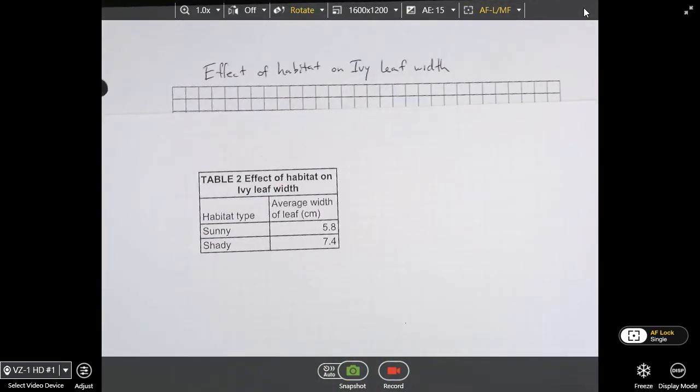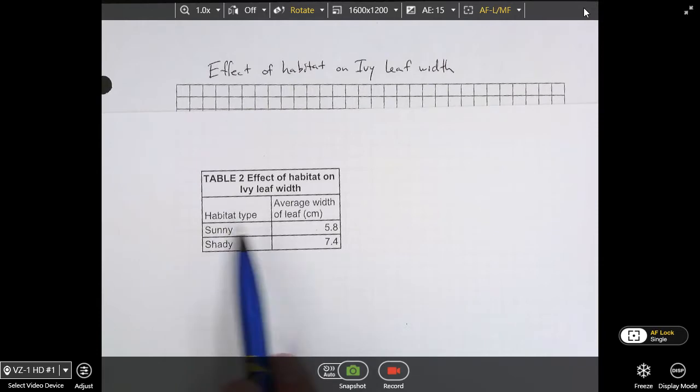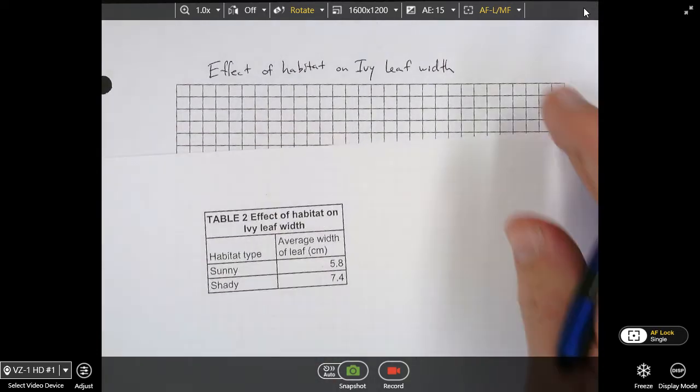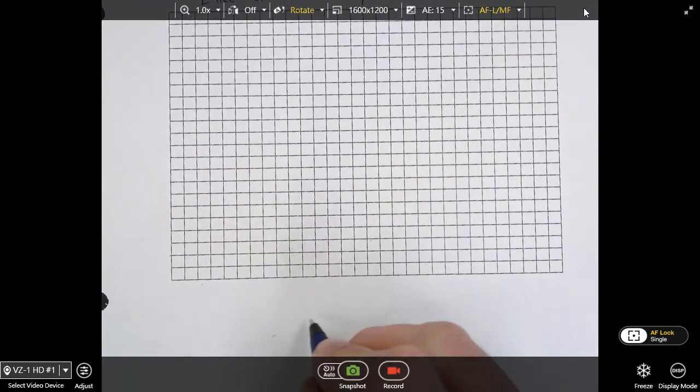The next thing I want to do is put the X and Y axis labels on. Again, this is our X, and the side is our Y. I'm going to take habitat type and put it down here on the X. I'm going to go a little bit lower than right next to the bars because I'm going to have labels here for each bar. So I'll write habitat type a little bit lower.